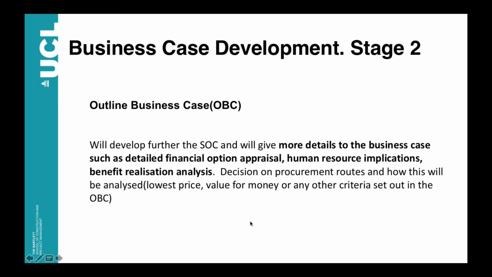The second phase in the business case development is to produce the outline business case. Basically, this document will develop the strategic outline case by providing much more details, such as the different financial options, the implications in terms of teams and people, and the analysis of the benefit realization. Also, this will include the different decisions on procurement routes and how this will be analyzed. I mean, which tools we will use to analyze the procurement routes.